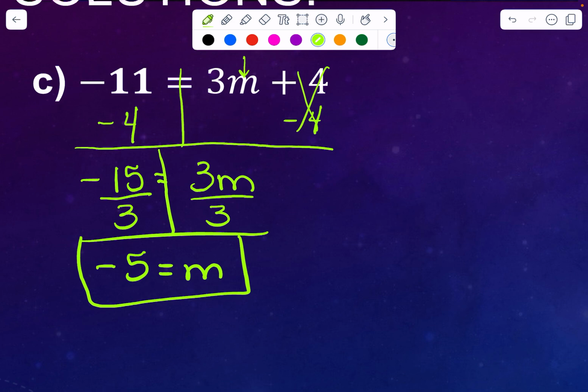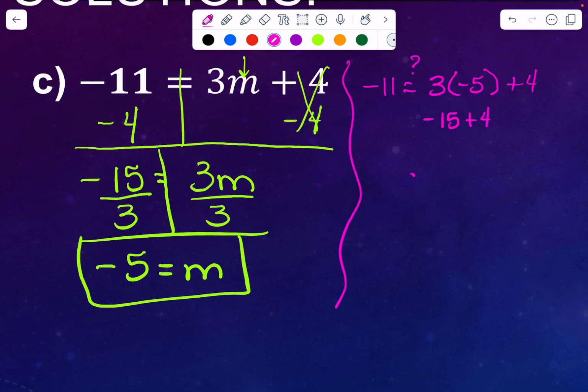And then we could check it again doing the same thing by plugging the negative 5 in for m. And it basically looks like this. It just says negative 11 equals 3 times negative 5 plus 4. And we're asking, is that true? Well, 3 times negative 5 is negative 15. Negative 15 plus 4 is indeed negative 11. So that tells me we are good to go.